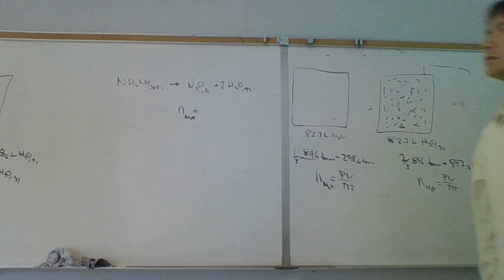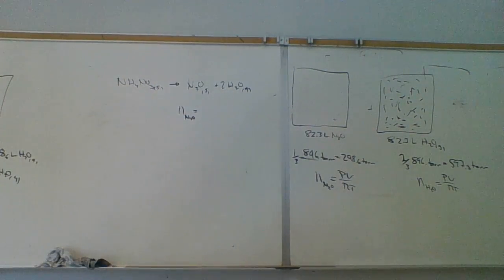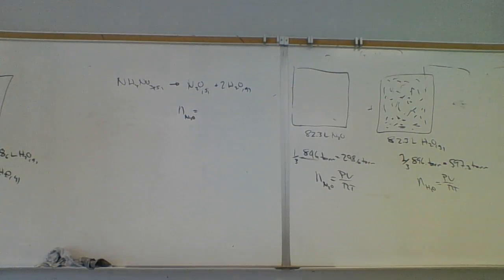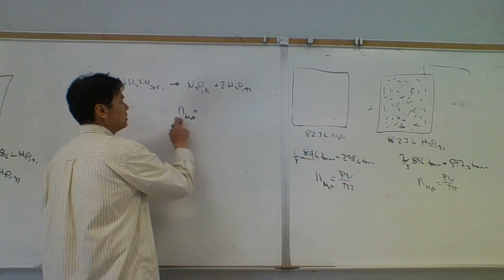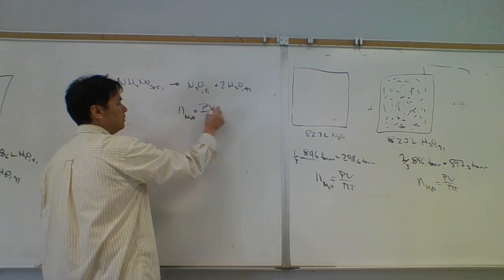Volumes are additive. The reason I'm going through this is because people get it mixed up all the time, and then they mess up the calculation because they use the wrong pressure volume combo here. So we've got to make sure we're using the right pressure volume combo, which is this one. And so n is equal to PV over RT.